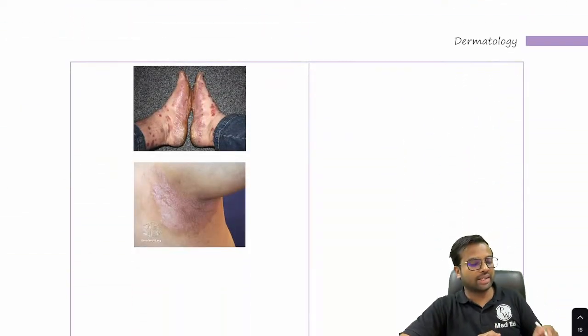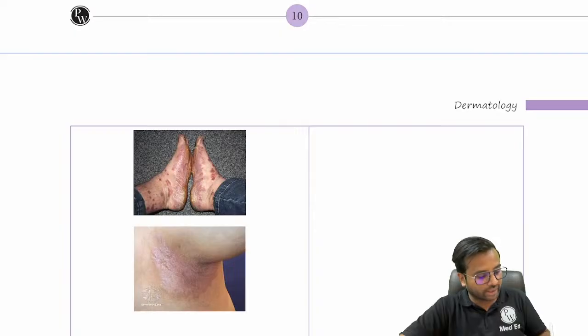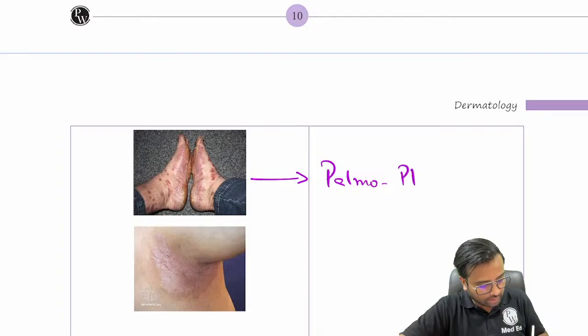And what are these types of psoriasis called? If you find these kinds of psoriatic lesions only over the palms and soles, in this case, you will call this palmoplantar psoriasis.